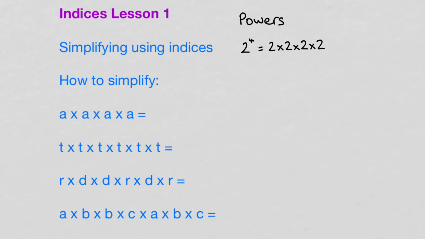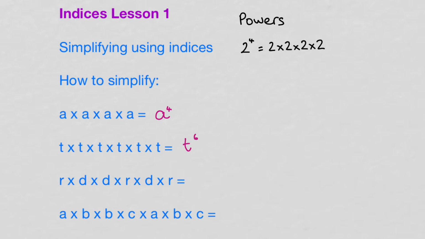Now, if we have a look at our first question here, to simplify, we've got a times a times a times a. So that's a multiplying by itself 4 times. So we can rewrite that as a to the power 4. Okay? Means exactly the same thing, but it looks a lot simpler. Here in the next one, we've got t times t times t times t times t times t. So that's 1, 2, 3, 4, 5, 6. So that gives us t to the power 6.